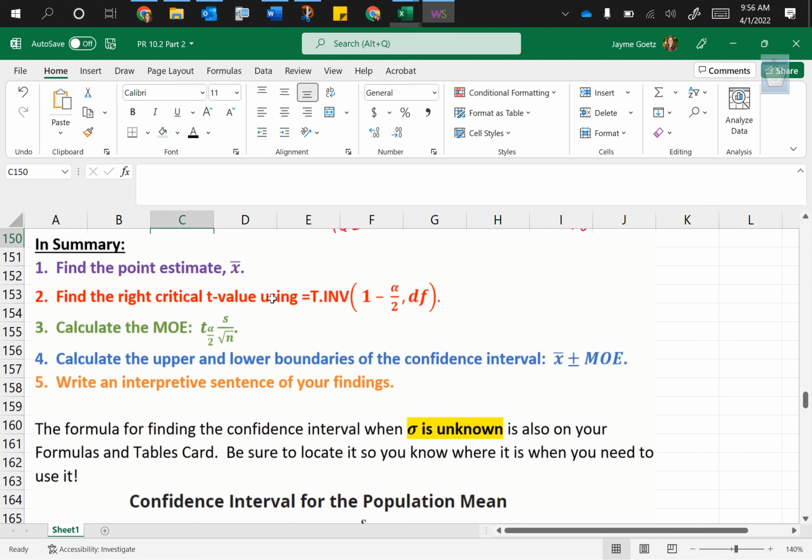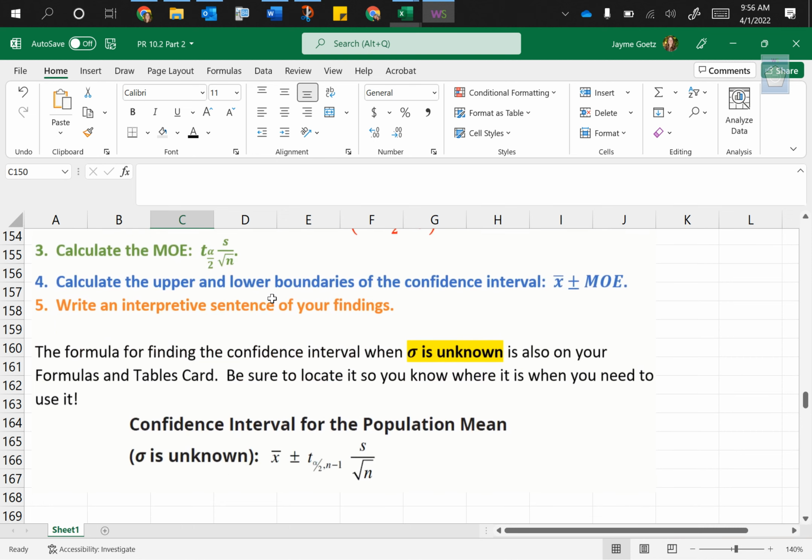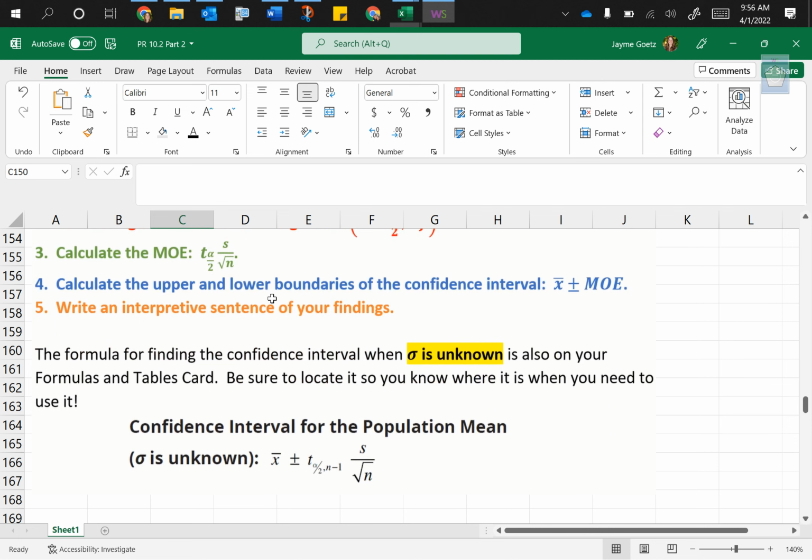The formula for finding the confidence interval when sigma is unknown is also on your formulas and table card. Be sure to locate it so you know where it is and you need to use it.